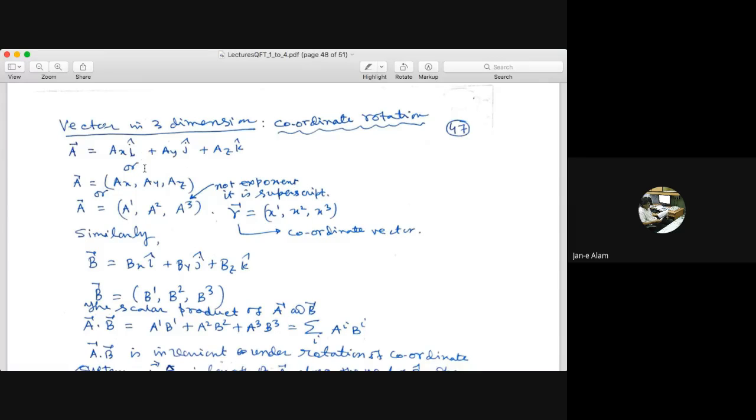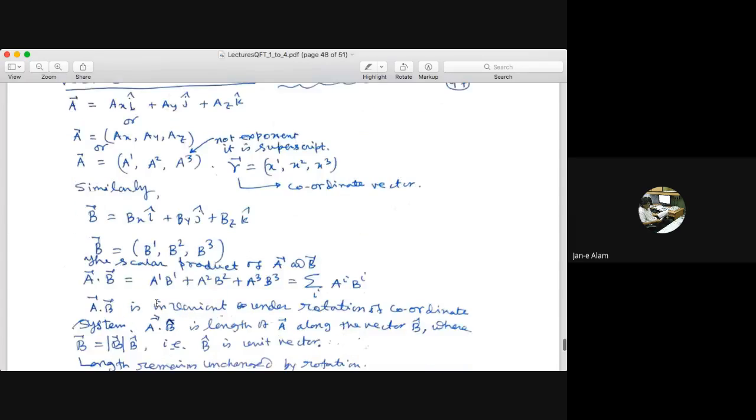And sometimes these components are written like ax, ay, and az. Or you can write, if you like, ax as a1, ay as a2, and az as a3. So this vector I can denote like a1, a2, a3. Similarly, the coordinate vector r I can write in terms of x1, x2, and x3. I can have another vector b, and its components are b1, b2, and b3.